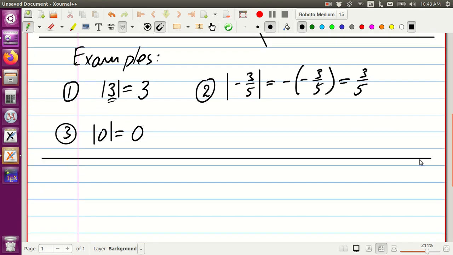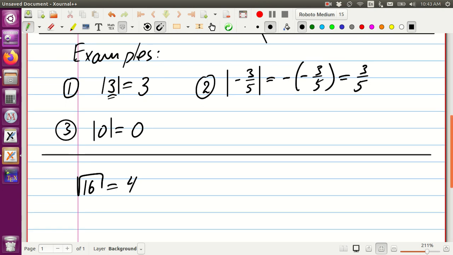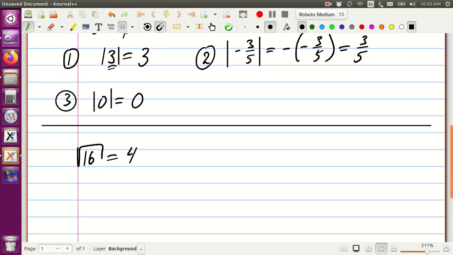Let's look at one consequence of this rule. What if we think about square root of 16? So we know square root of 16 should be 4, right? Because 4 squared is 16. So the next question that we should ask is, is square root of a squared equal to a? Is that true?